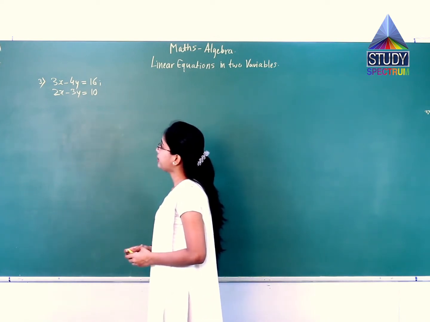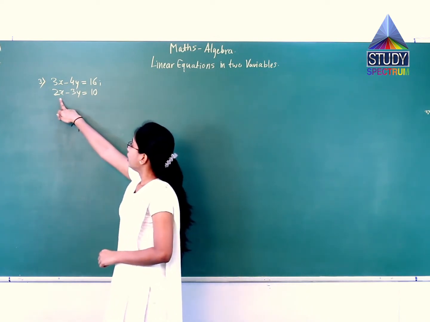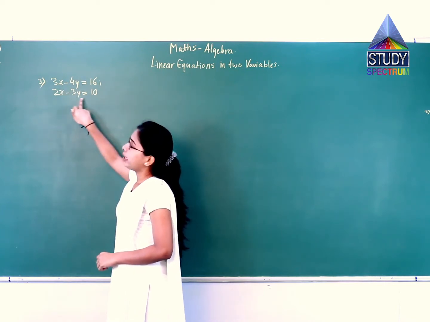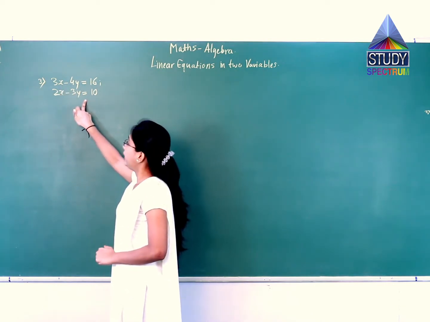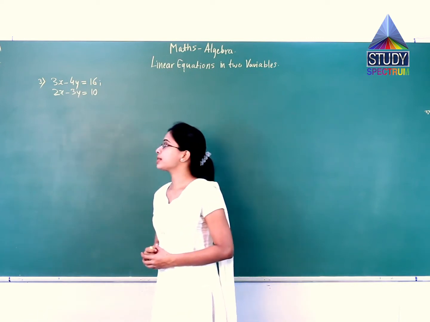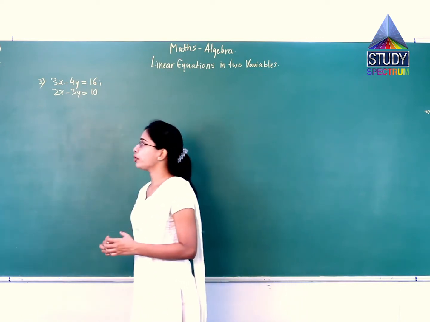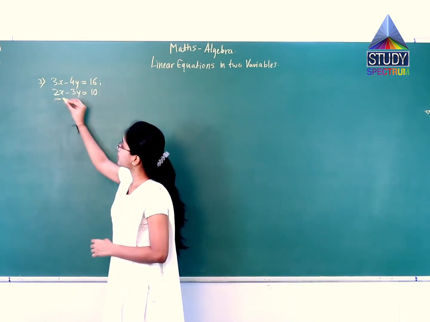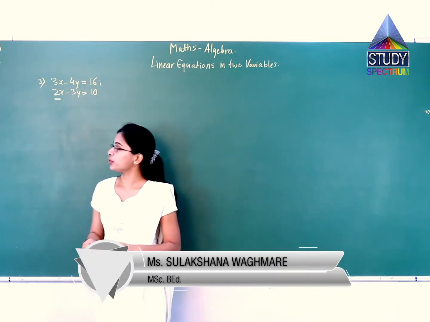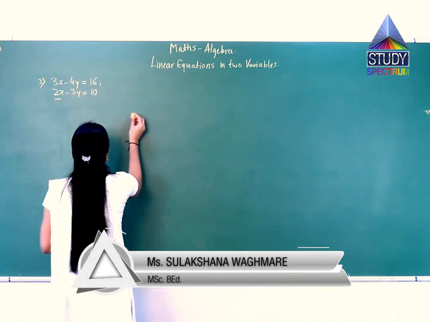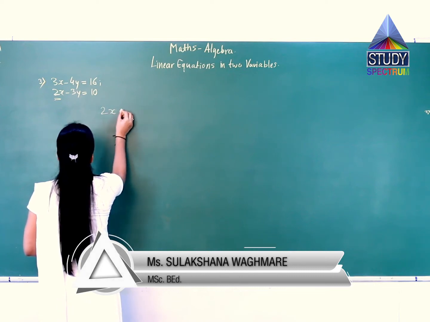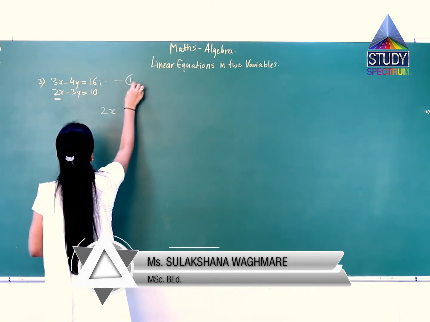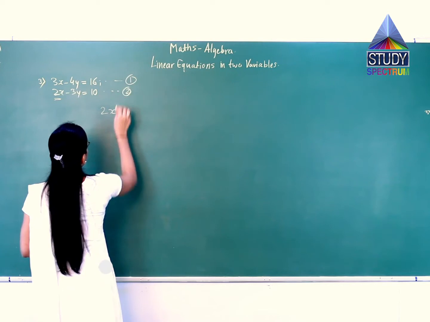Now here you can see actually all the variables x and y have different coefficients, but which is the smaller coefficient? You can see 2 is the smaller coefficient. So what we will do here, pay attention. Here I will rewrite this equation. Suppose this is my equation number 2 and this is my equation number 3.